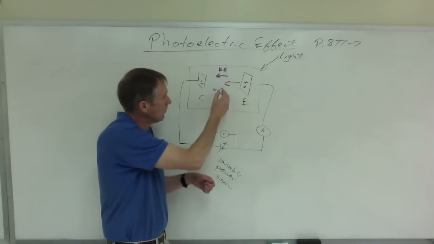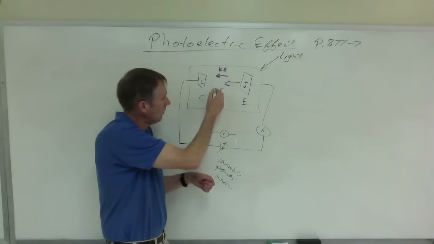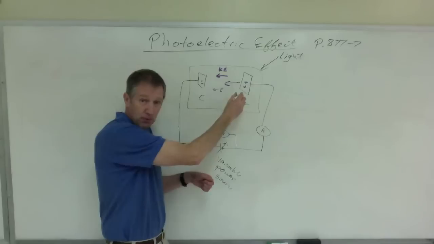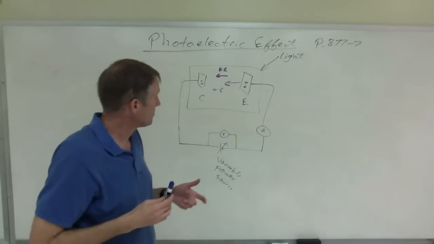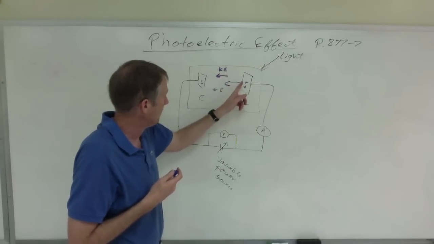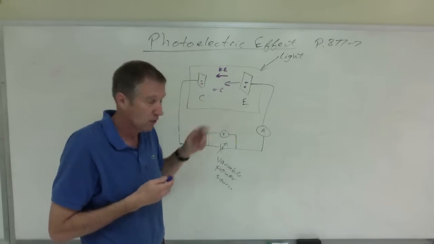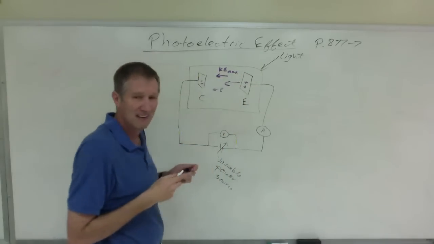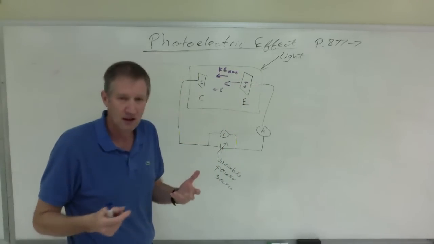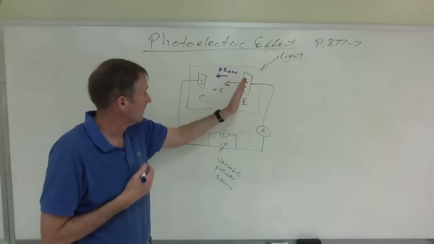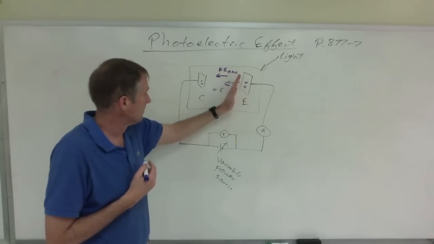Well, these electrons are coming over here, and they're going to be repelled by that, come to a stop, and go back to that plate. But some of those, the ones that have the most energy, might still make it over there. What we're really interested in are those electrons that have the greatest kinetic energy, because the electrons are going to be kicked off with different amounts of energy as they absorb the light.